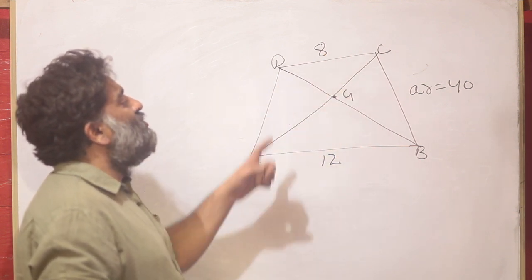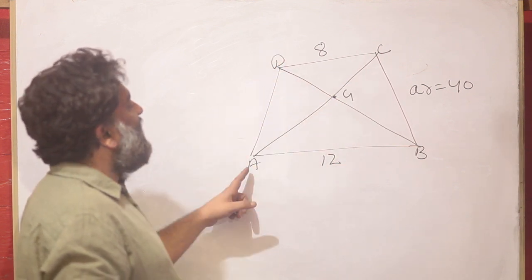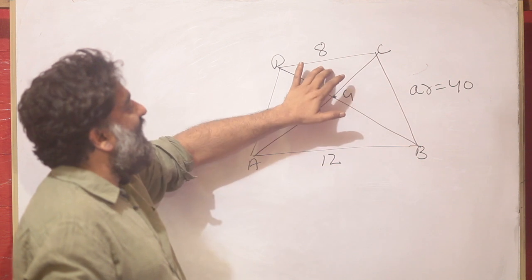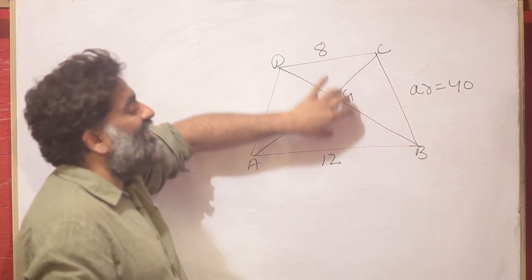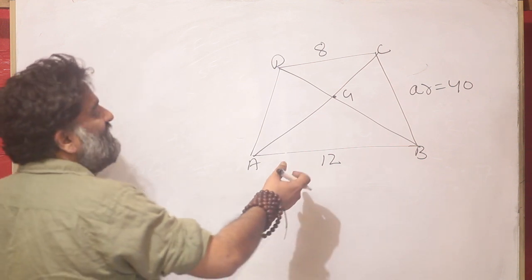And now you are asked, what is the sum of the areas of the triangle DCG and the triangle AGB? So add these two triangles up, find the area and add them up. That is your challenge. So let's get started with the process.